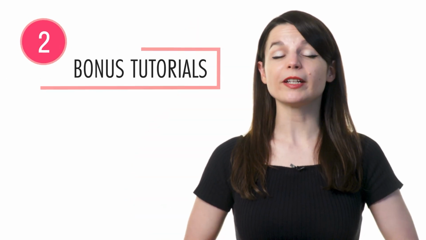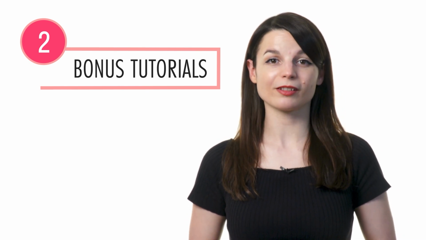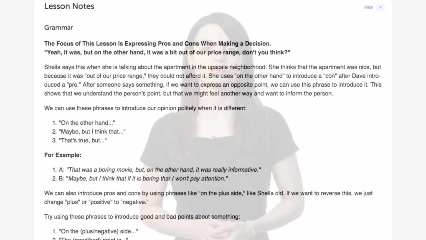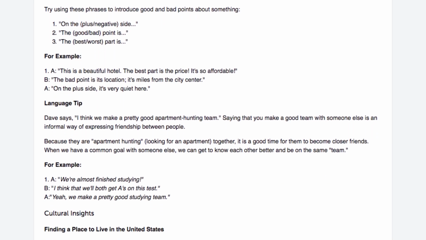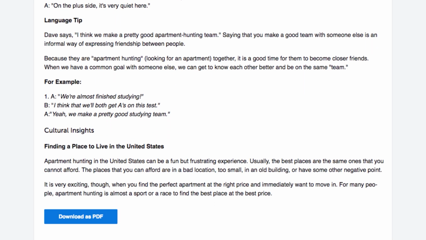Number 2, read the bonus explanations and tutorials. With the lesson notes, you get extra grammar explanations and examples that are not presented in the lesson. After you're done with the lesson, read the lesson notes for extra review. You can even save them as PDFs so that you can access them anytime.